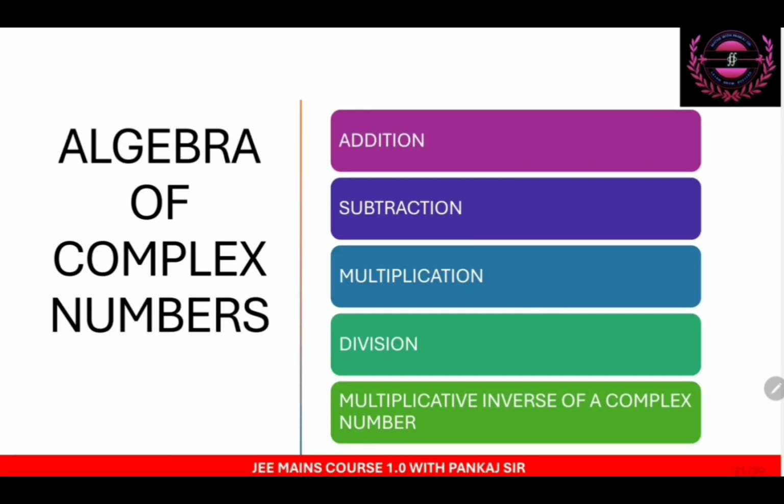So now we are moving to the next topic, which is algebra of complex numbers. We will understand addition of two complex numbers, subtraction of two complex numbers, and application of vectors to complex numbers. Then we will see multiplication of complex numbers, division of complex numbers, and multiplicative inverse of a complex number. So let us start with how we can add two complex numbers.